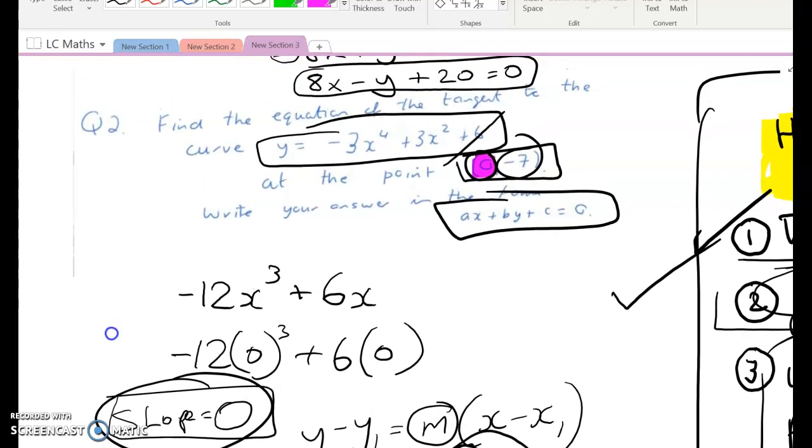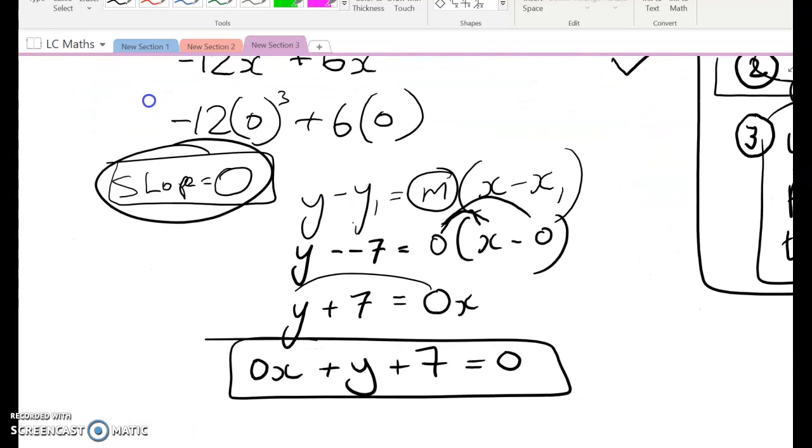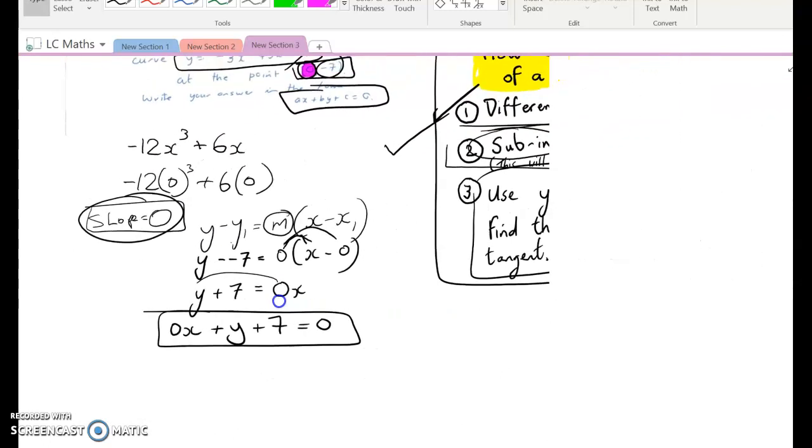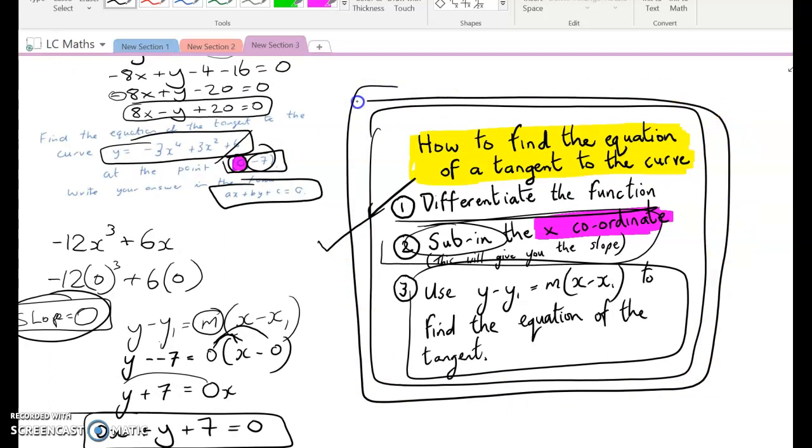Okay, that's an unusual one. 3 4s are 12, 6 zeros. Yeah, can't see where we would have gone wrong. But anyway, there's the 3 steps you follow to find the equation of a tangent to the curve.